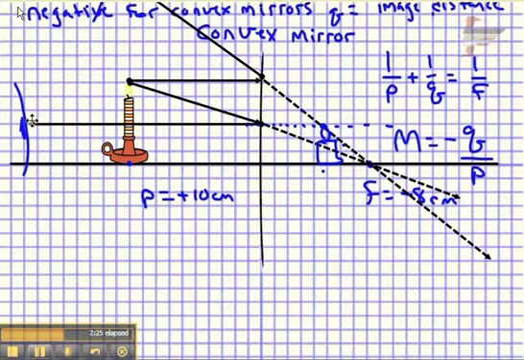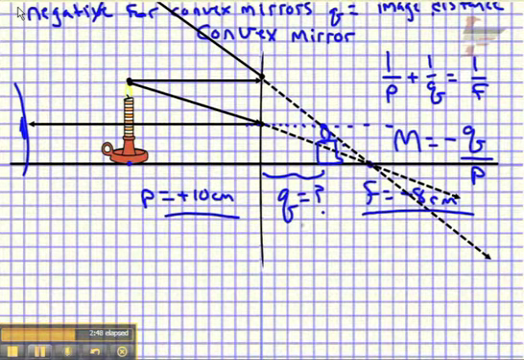And of course, if you take a look at the qualities of that image, it's upright, it's reduced in size, and it's virtual because light's not really coming from that location. So let's say we had a mirror where the object distance in front of the mirror was 10 centimeters, and we know that the focal length is -8 centimeters. Let's calculate now what this position Q actually is.